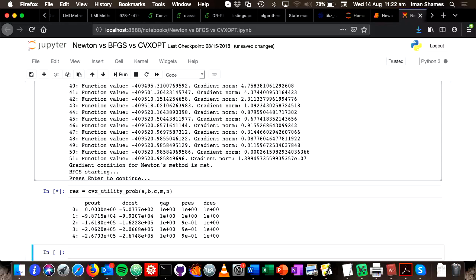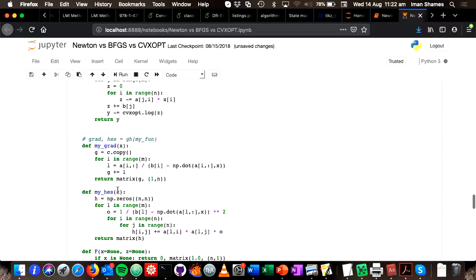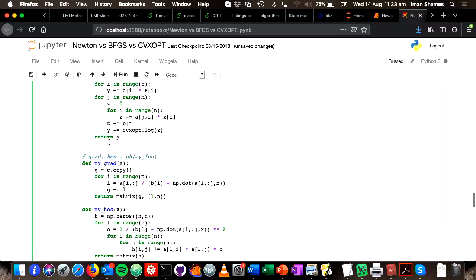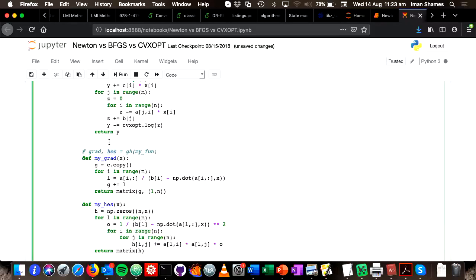And which method is the CVX utility using? It's probably using a version of Newton. Because if I run the Newton method for the same instance of the problem data, the number of iterations are the same. I provide the same set of information. I gave it the Hessian and the gradient. I don't tell it to do numerical computations.